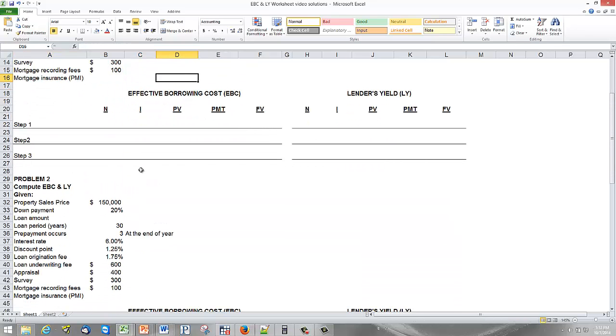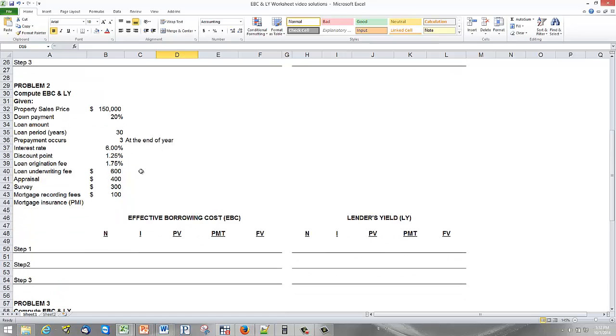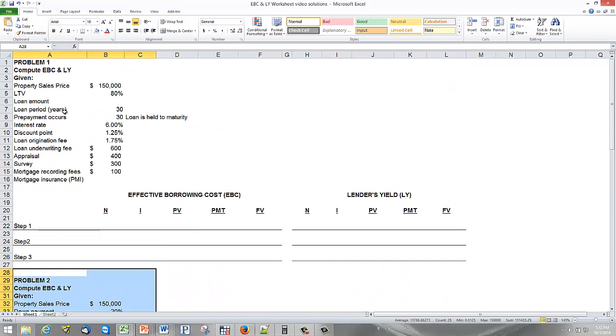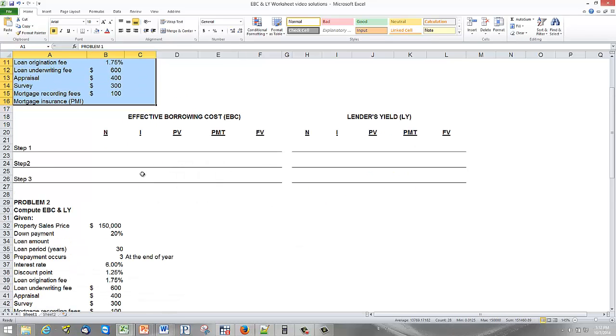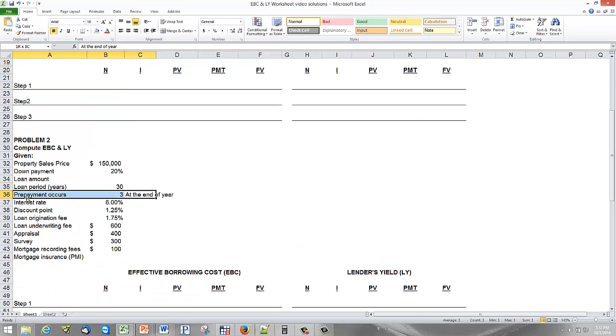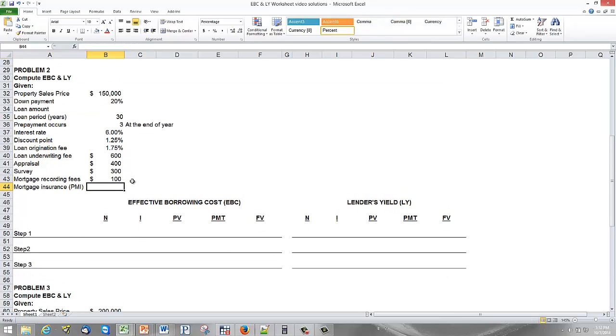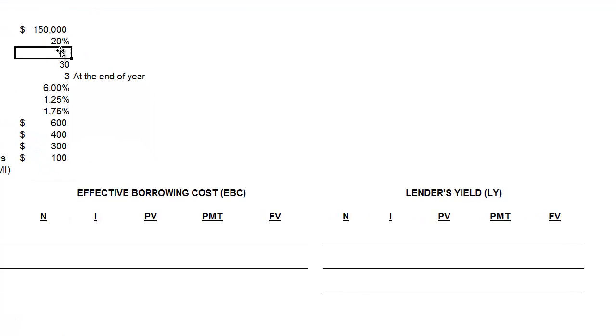I'm going to go ahead and do problem number 2 first, just because the problem 2 mortgage and problem 1 are exactly the same, except we have prepayment occurring at the end of year 3 in problem 2. So I'm just going to work that one first, and then we'll take out the outstanding mortgage amounts, and we'll see how that gives us the APR.